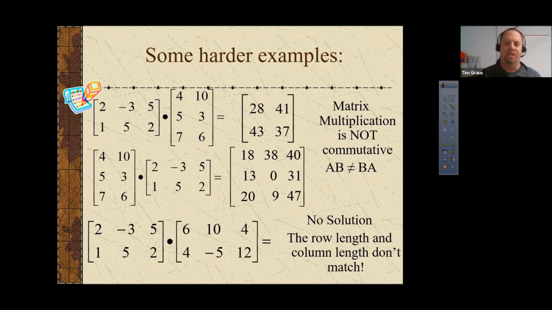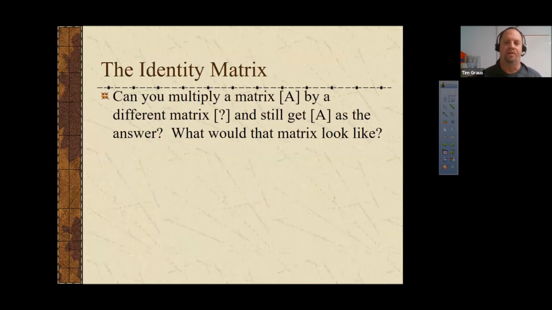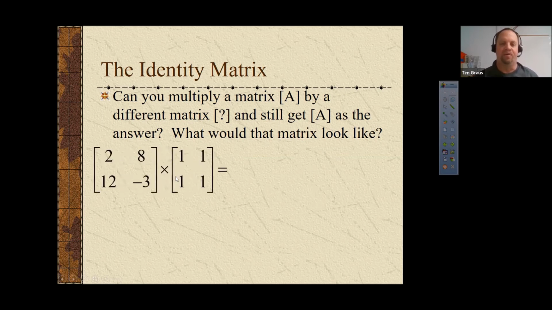So now that we know a little bit about multiplication, we're going to try and answer an interesting question here. The question is, can you multiply a matrix A by a different matrix and still get A as the answer? And the question is, what would that matrix look like? So I want a matrix A and something I can multiply it by, and I still want my answer to be A. Well, natural guess might be to put the matrix just filled with 1s.